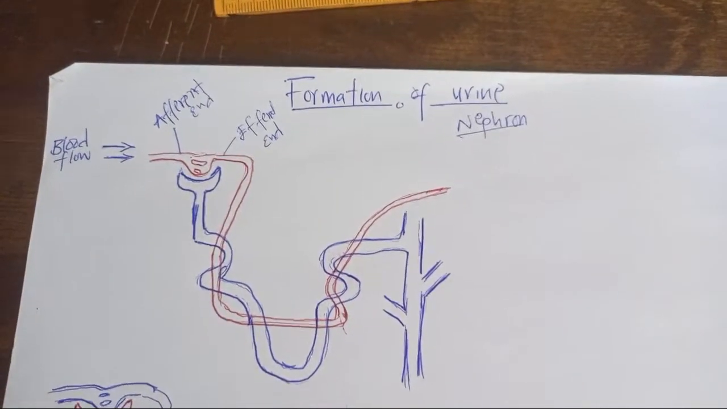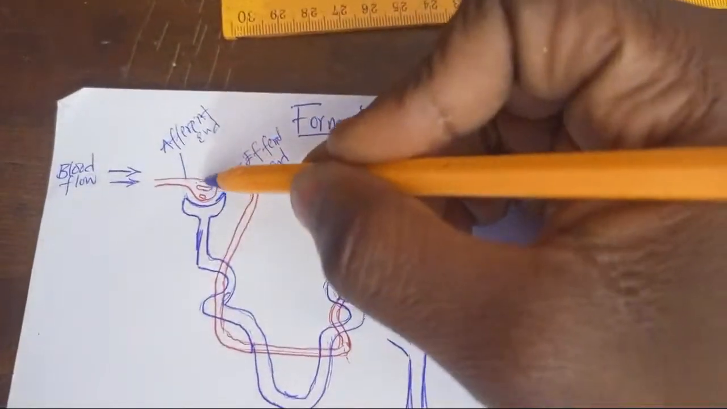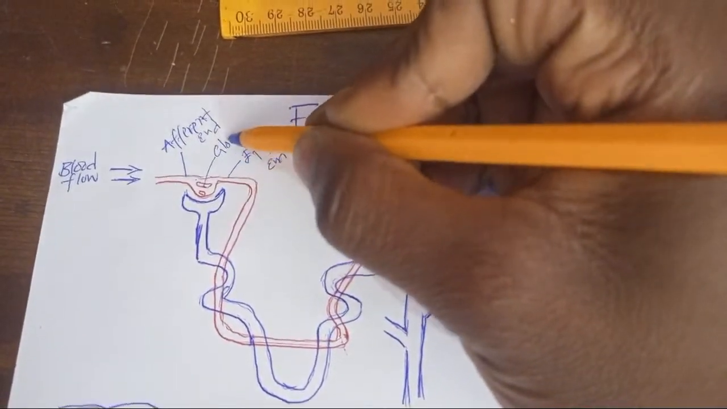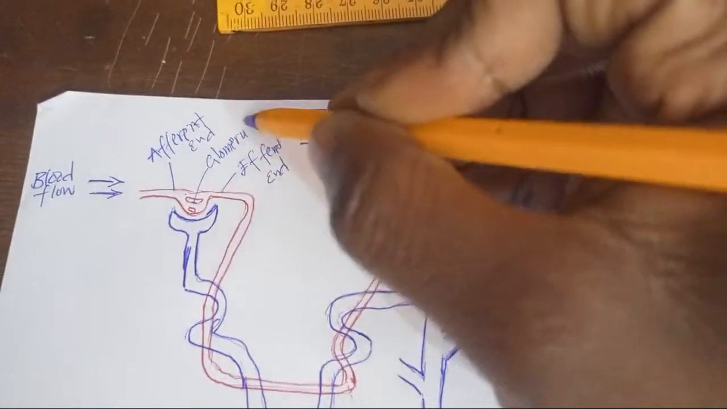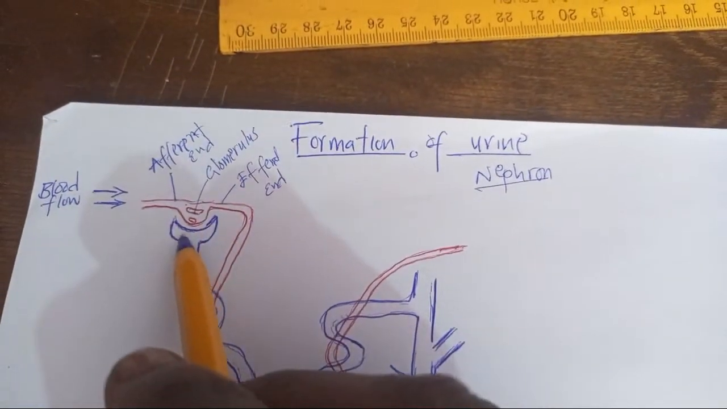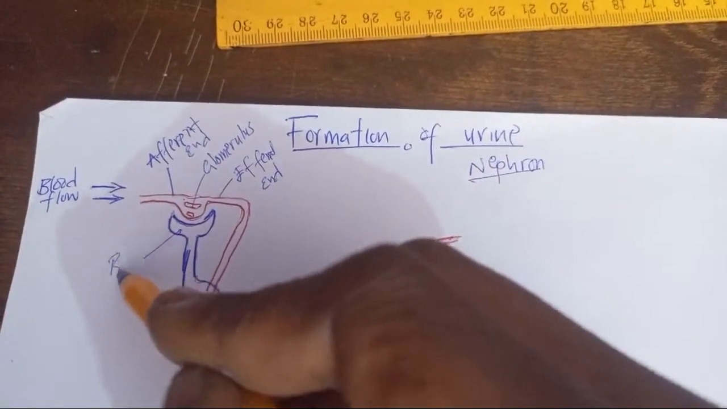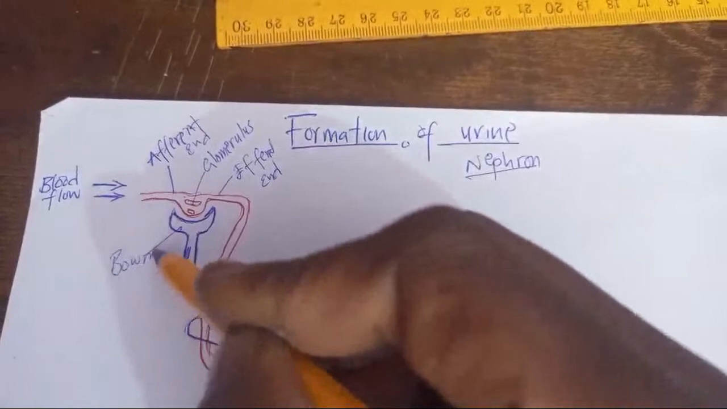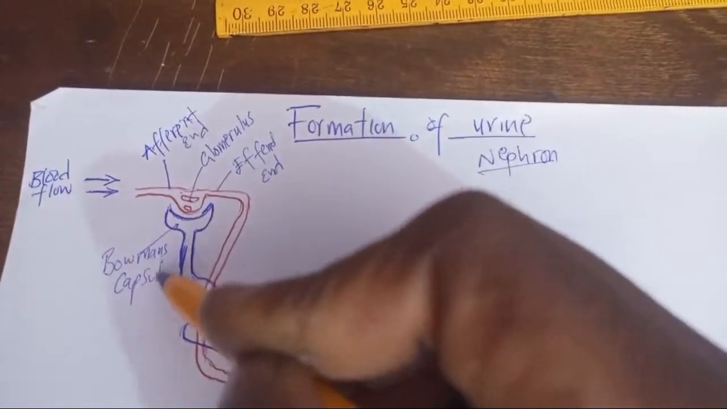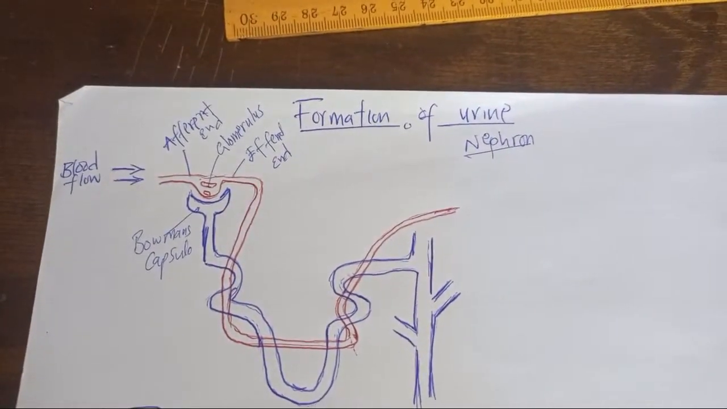So from there, there's this that you're seeing. This is called the glomerulus. Then down here, this is called the Bowman's capsule. So that's the Bowman's capsule that you need to understand there.